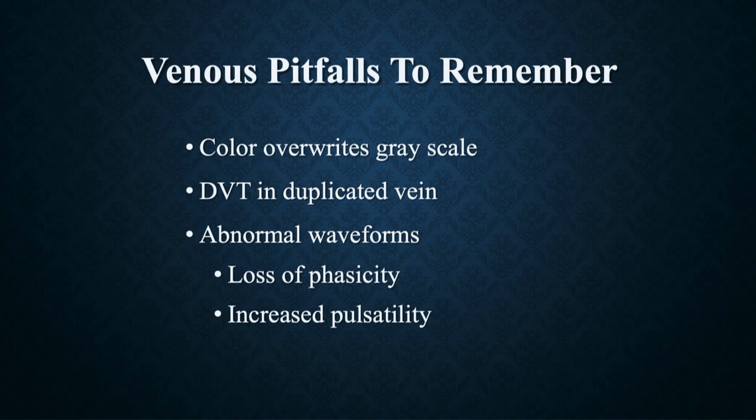So I'm going to finish up here with some pitfalls to remember. We talked about color overriding the grayscale, DVT in a duplicated vein. It's said that up to a quarter of patients will have some form of venous duplication. And you can have thrombus in one of the duplicated veins. So you have to keep that in mind, and something to remind the sonographers.